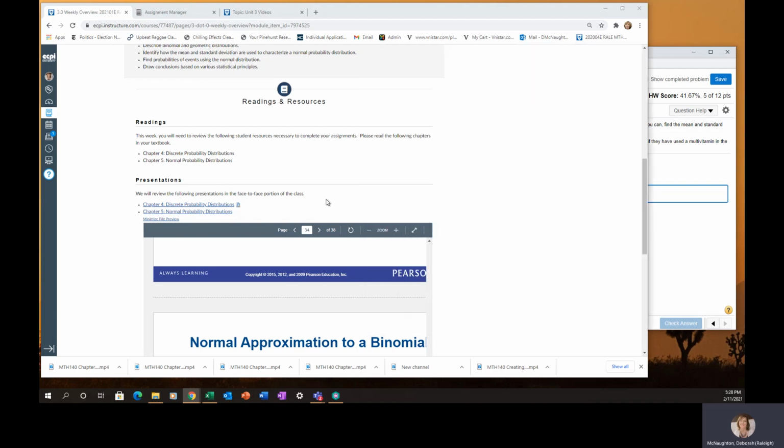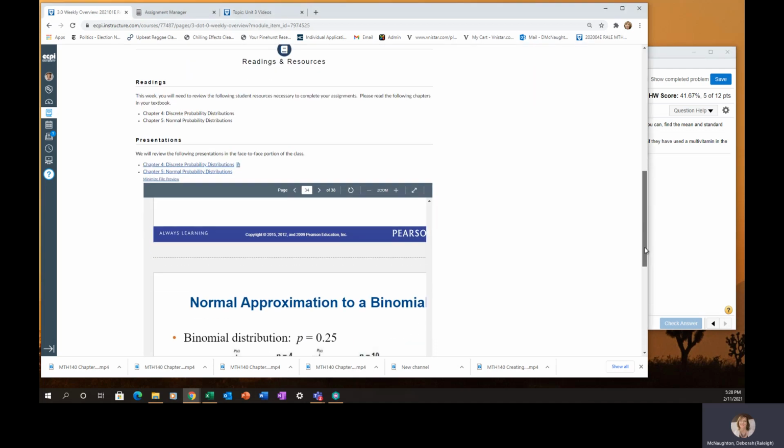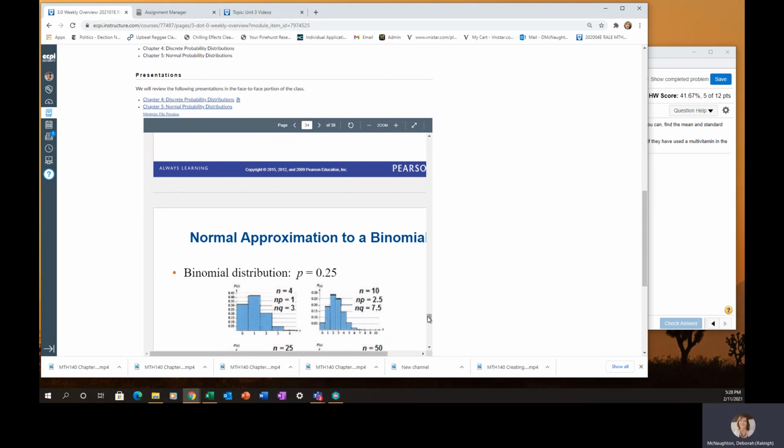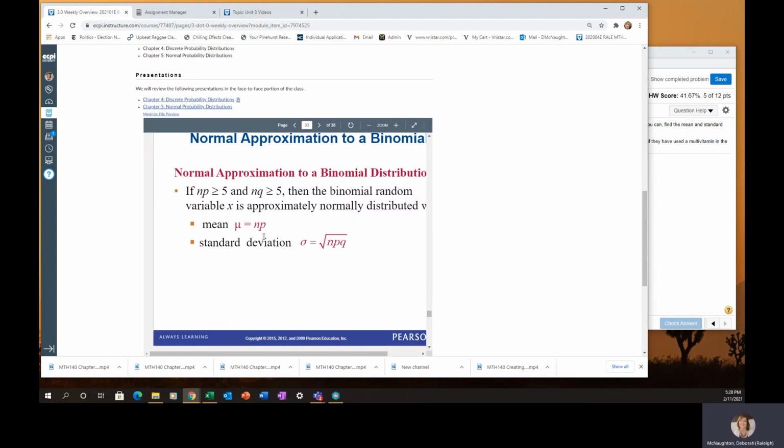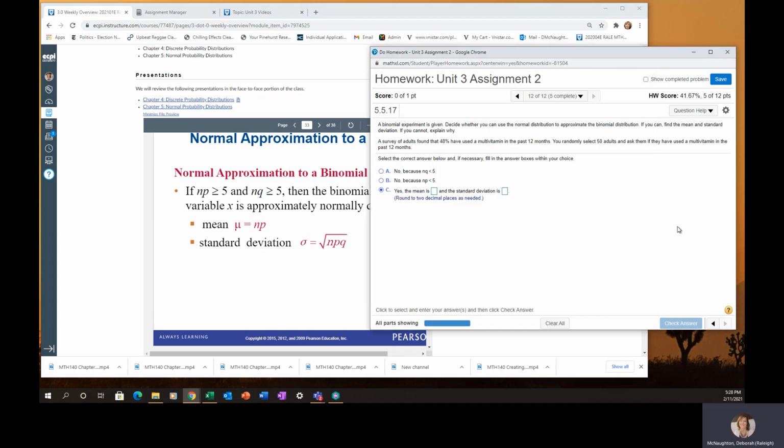Okay, so basically you're going to check if np and nq are both greater than or equal to 5. And then if they are, your mean, and I'm not going to even do this one for you because you guys can do this on your own, your mean will be n times p, and your standard deviation will be the square root of npq.